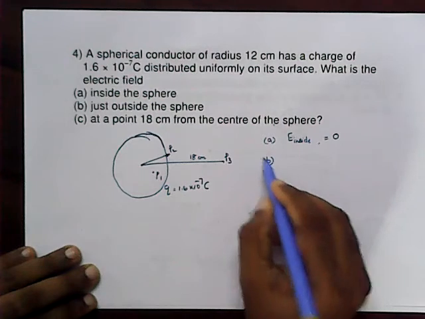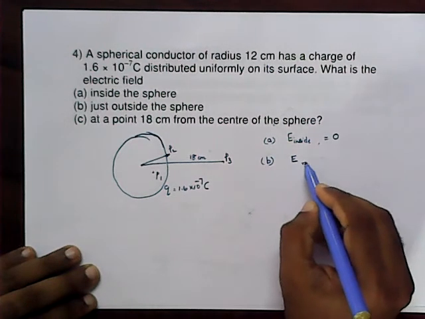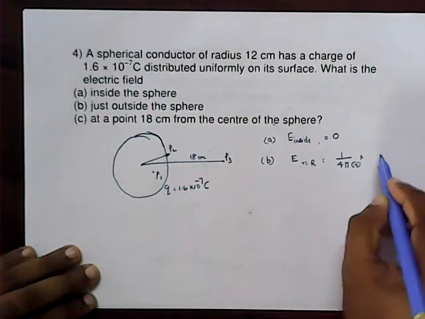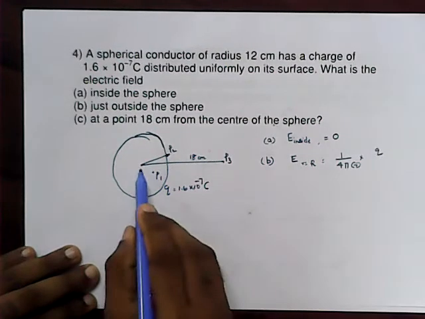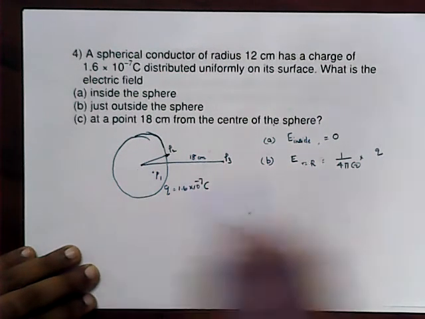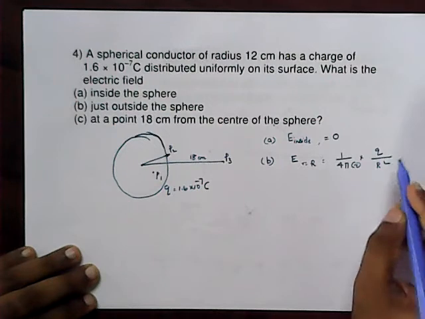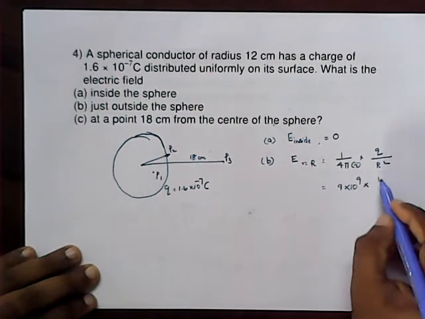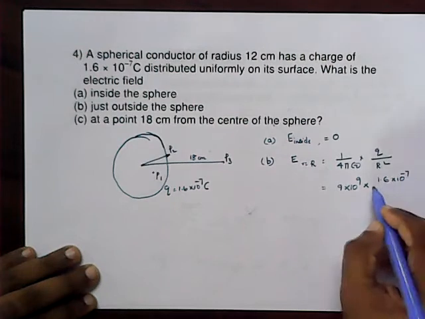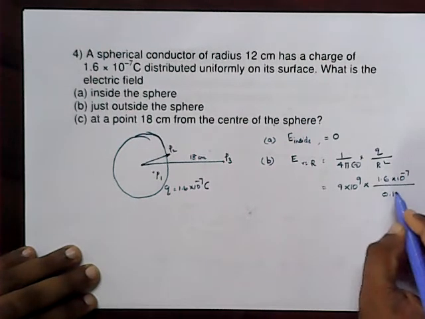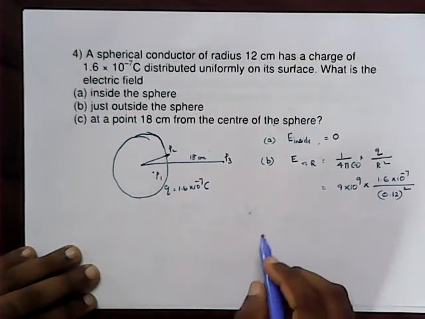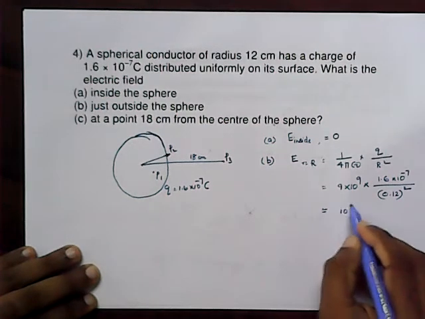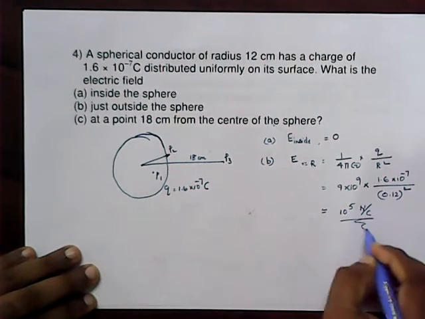Just outside the surface, the distance is equal to the radius. So we can say E is 1 by 4 pi epsilon 0, the whole charge may be considered concentrated at the center, Q division by R square. So you get 9 into 10 raised to 9 into the charge 1.6 into 10 raised to minus 7, by the separation 12 centimeter, which can be written as 0.12, squared. On solving, you get 10 raised to 5 Newton per coulomb.